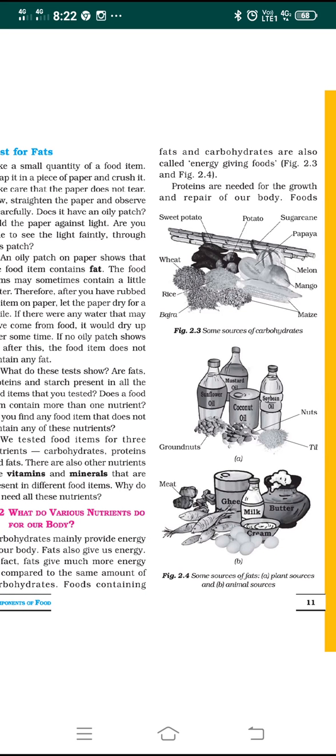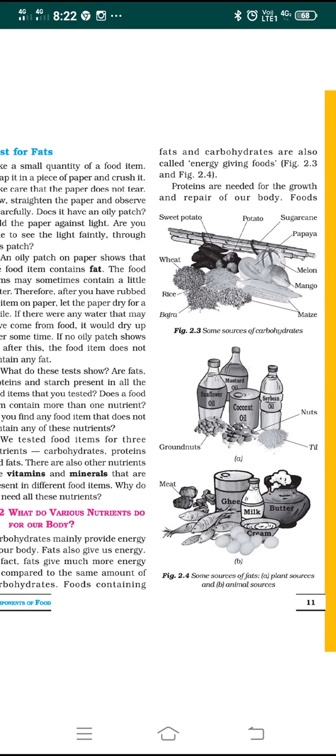So dear students, in the previous class I was explaining about the test for carbohydrate, test for starch, as well as test for protein and test for fat. So now let's discuss the remaining next concept, that is the different nutrients present in our food.